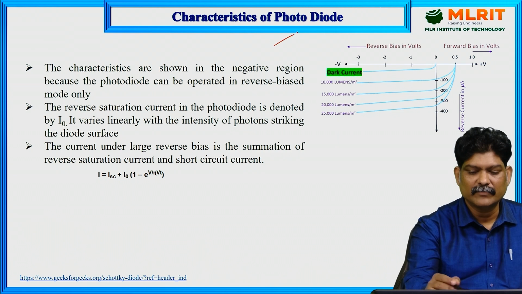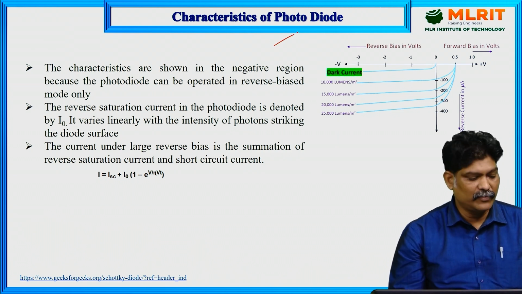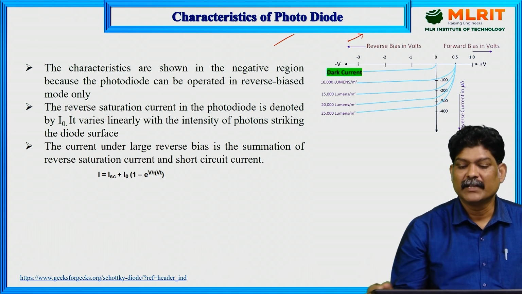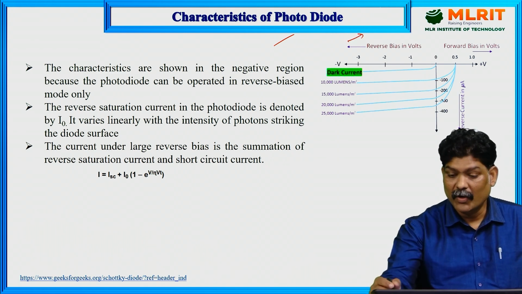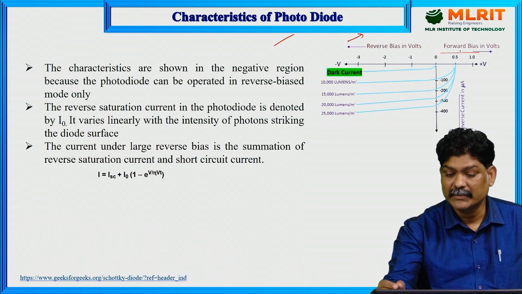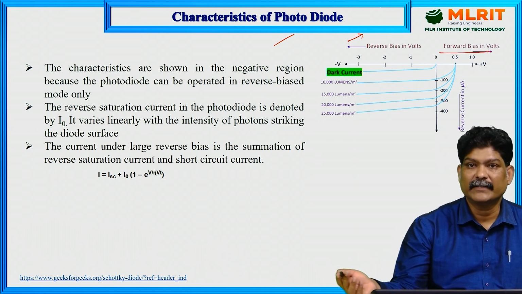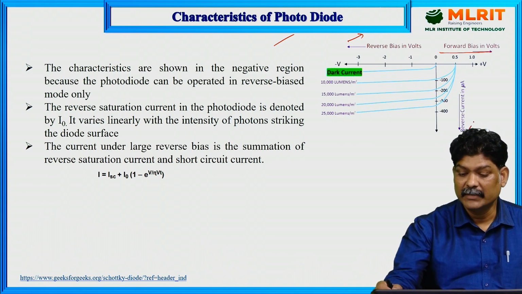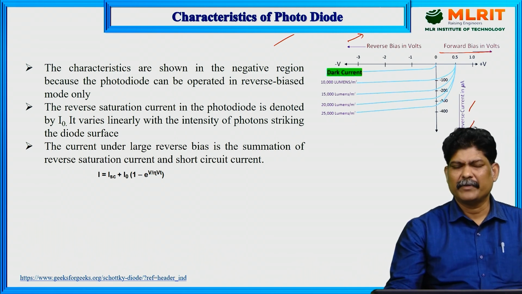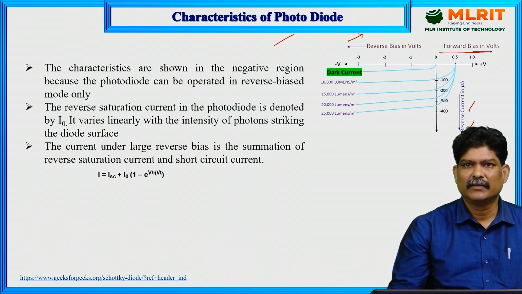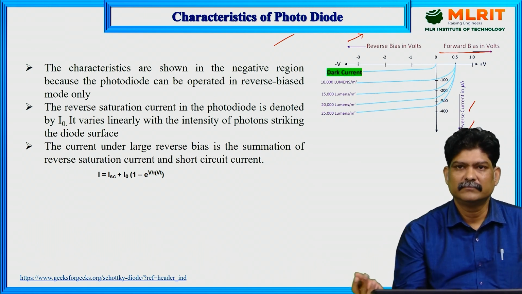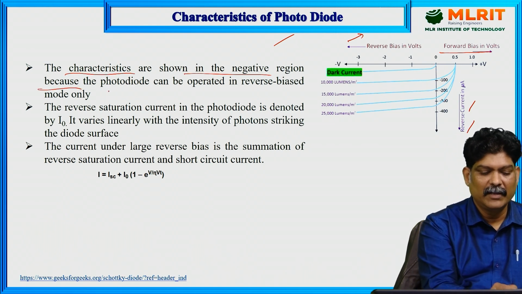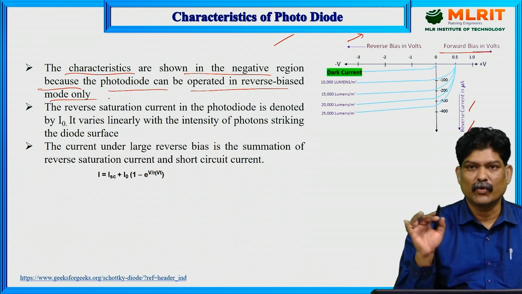The characteristics of the photodiode. So what are the characteristics of the photodiode? If you observe, on the x-axis we take the reverse bias in volts, with forward bias on the positive side and reverse on the negative side, and on the y-axis we take the reverse current in microamperes. Of course, a minute current will flow, so the light energy is converted into a minute current. The characteristics are shown in the negative region because the photodiode can be operated in reverse bias mode only.